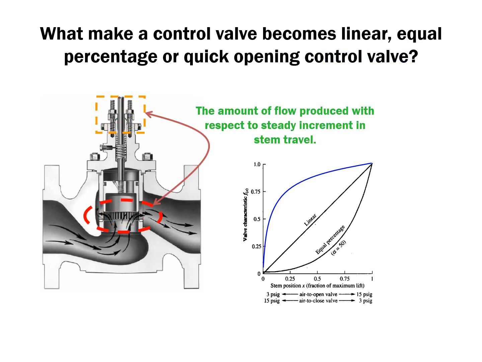So basically for the first issue, what makes a control valve linear, equal percentage, or quick opening, it depends on the amount of flow produced with respect to the steady increment in the stem travel. This is the stem. So the amount of flow produced when this stem is moving. From that, we come up with linear, equal percentage, and also quick opening.